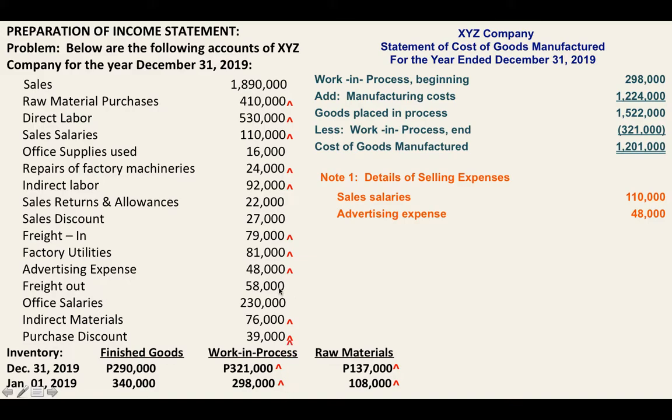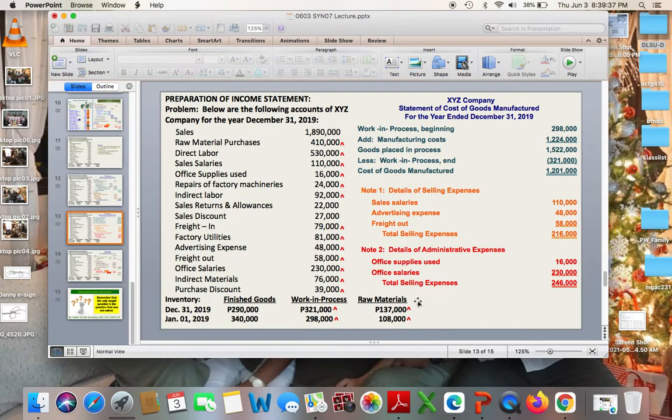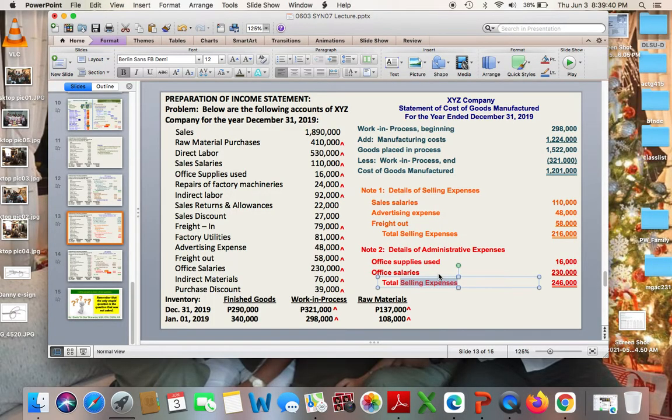48,000. Freight out is a selling expense, so you have to add that. Okay, there's none anymore. So the total selling expenses is 216,000. Now, our note 2 requires details of administrative expenses. So now our administrative expenses will be office supplies used of 16,000, and then office salaries of 230,000. So our total, I'm sorry, this is supposed to be total administrative expenses.